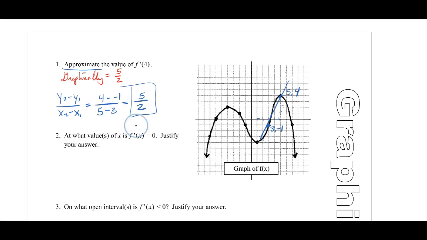Our next question asks, at what values does the derivative equal 0? So let's think back. What is my information about derivative equals 0? And there's two things that we should think of here. My derivative being 0 should mean I would have a horizontal tangent line. And my derivative will be 0 anywhere that I have a minimum or a maximum.